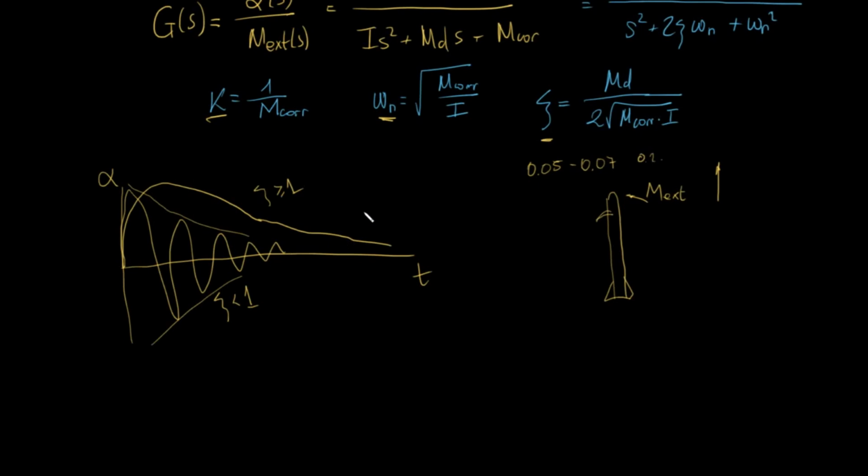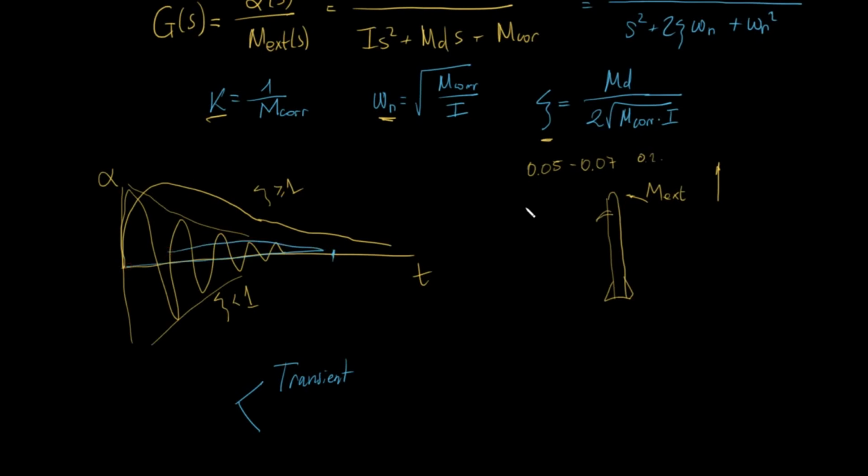But yeah, we can see two types of response. There's a transient response to perturbation. So this would be the transient. We give the rocket a nudge, an external moment, and until it stabilizes, well, this is the transient.